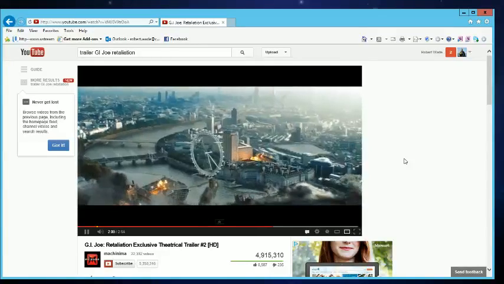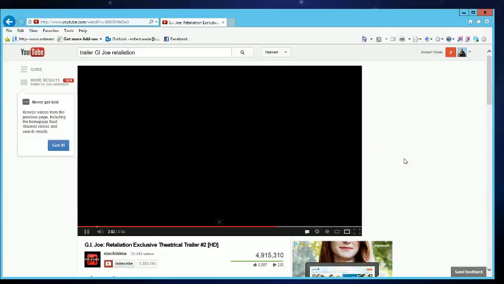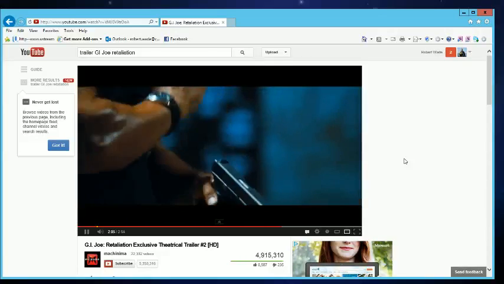Snake Eyes is played by the same guy, Ray Park, the guy who played Darth Maul in Star Wars. That's right, we're all that's left.